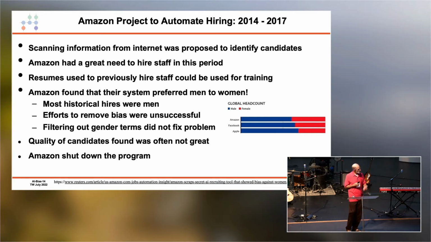They found out that their system preferred men to women. They tried to remove the bias. They were unsuccessful. Filtering out gender terms did not fix the problem.